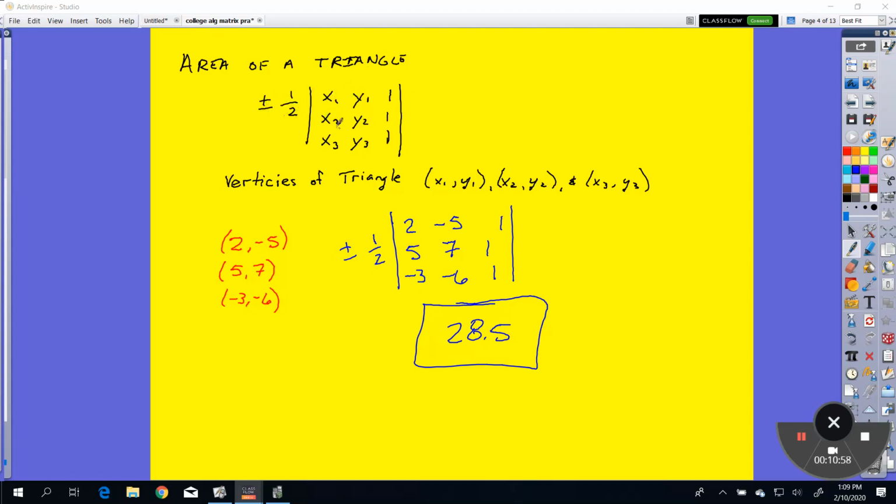X1, Y1, X2, Y2, X3, Y3 are just the vertices of a triangle. So I plug those in. I replace X1, Y1 with 2, negative 5. X2, Y2 with 5, 7. X3, Y3 with negative 3, negative 6. These straight lines means it's the determinant.